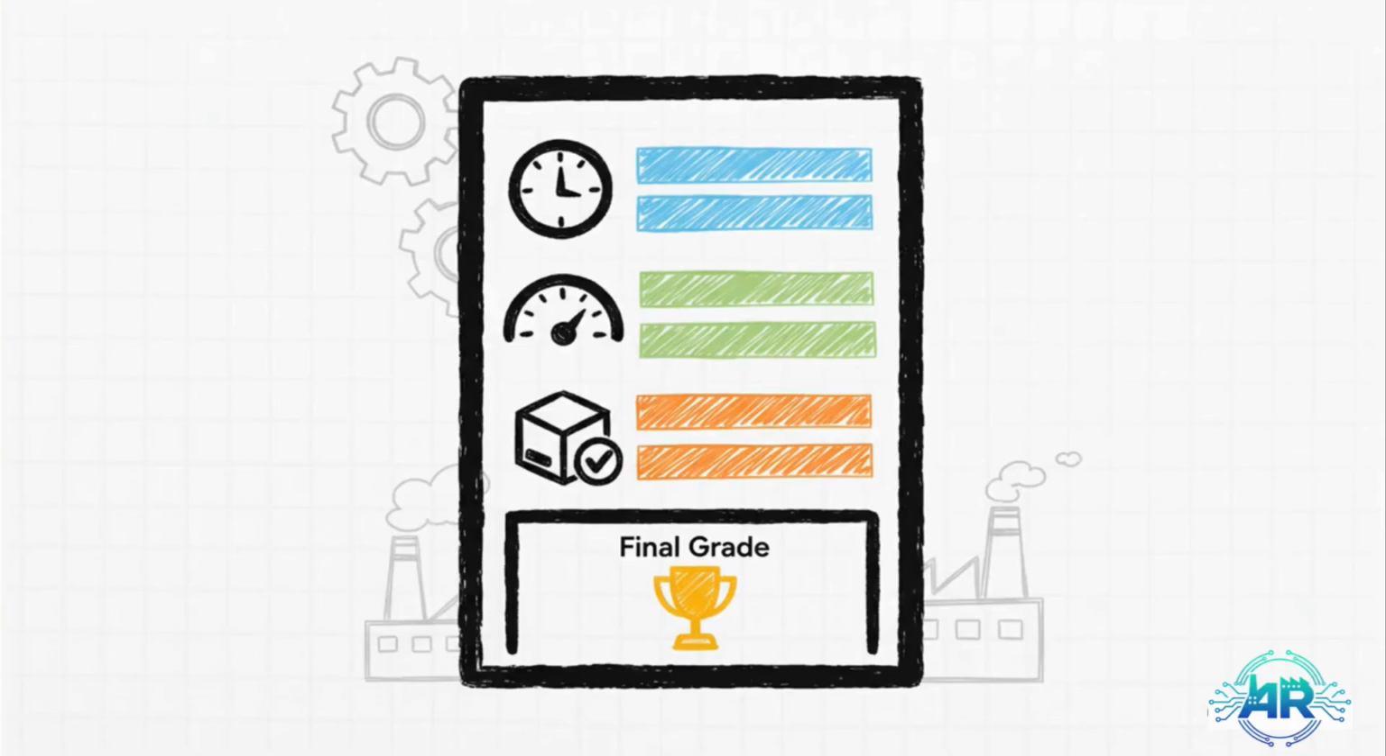Probably the easiest way to think about OEE is like a report card for your machine. It doesn't just give you a simple pass or fail. No, it gives you a single, comprehensive score that tells you exactly how well that piece of equipment is doing its job. It just simplifies all that complexity into one really powerful number.